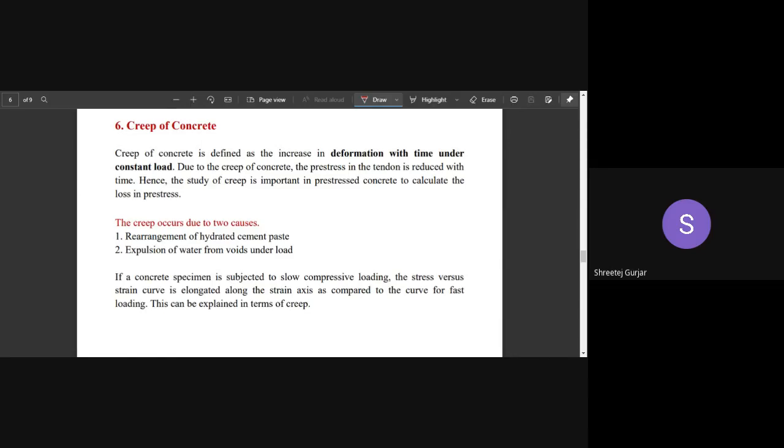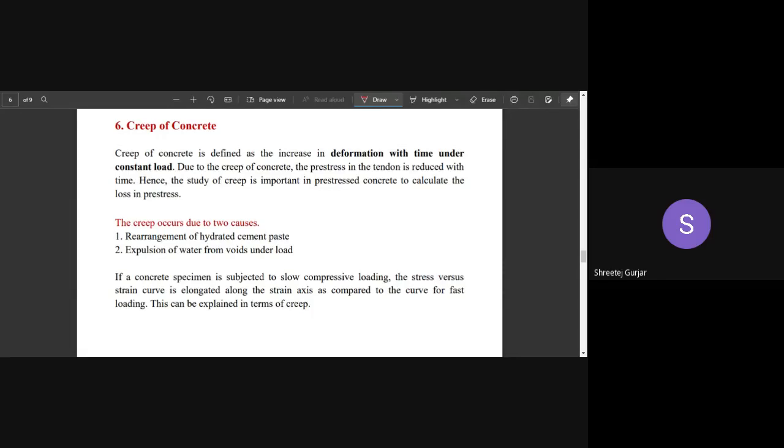Right, whenever we have a load which is acting, and we have water voids under it, we have water stored in those voids. So what happens is whenever there is load on top of these voids, the water from these voids will start to exit out. It will start to be expelled. So expulsion of water from voids under load. These two are the main reasons which cause creep in concrete.